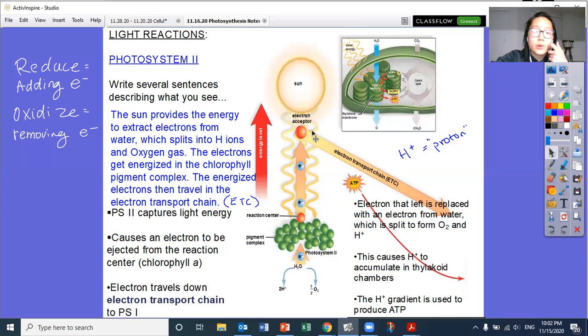And then as it's going through the electron transport chain and losing energy doing reactions, it's actually causing the hydrogen ions to accumulate within the thylakoid. So within one of these little pancakes, the inside is going to get filled with a lot and a lot and a lot of positively charged hydrogen ions. And then this ion gradient of hydrogen ions is going to eventually be used to produce ATP.